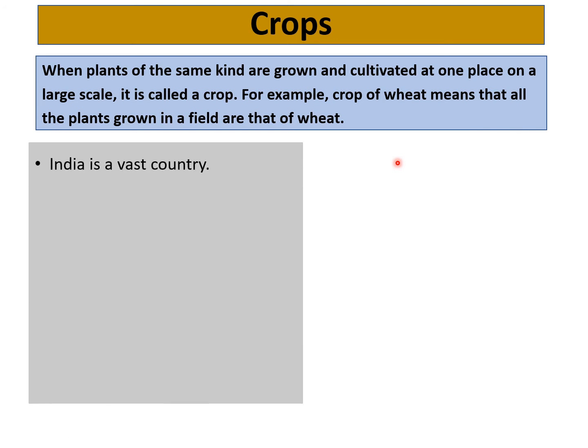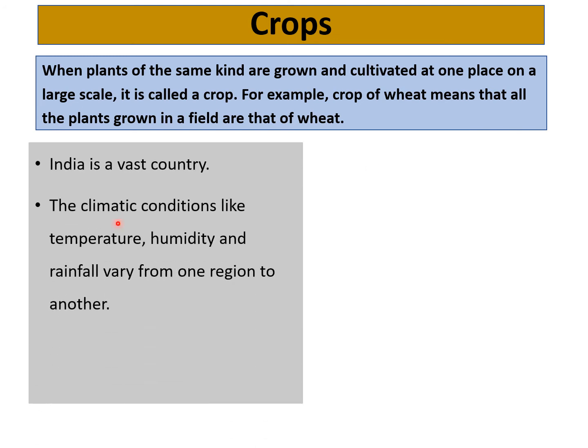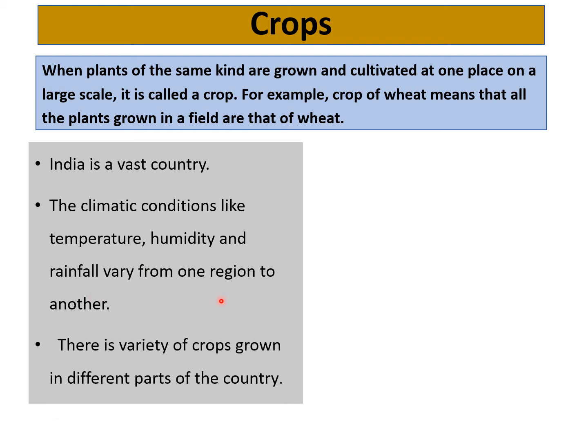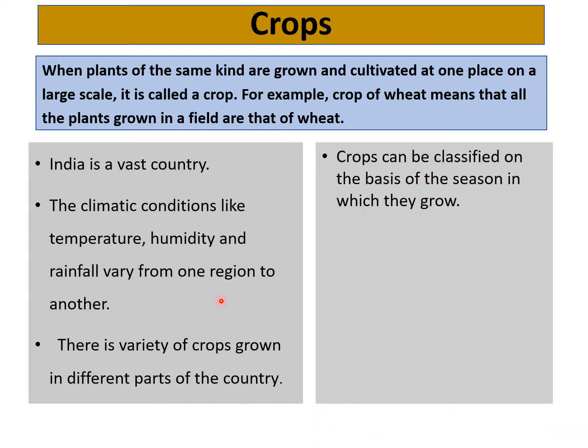And also we know that India is a large country, right? There are different climatic conditions, like different temperature, humidity, and rainfall in different states. It varies from one region to another, right? So there is also a variety of crops grown in different parts of the country. Depending on the season, the crops can be classified, right? There are three types of crops: first is Kharif crops, then Rabi crops and Zaid crops. So what are these crops?